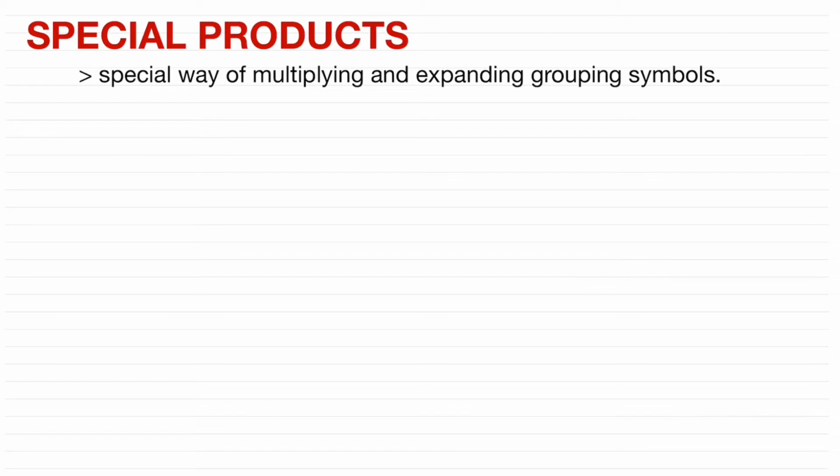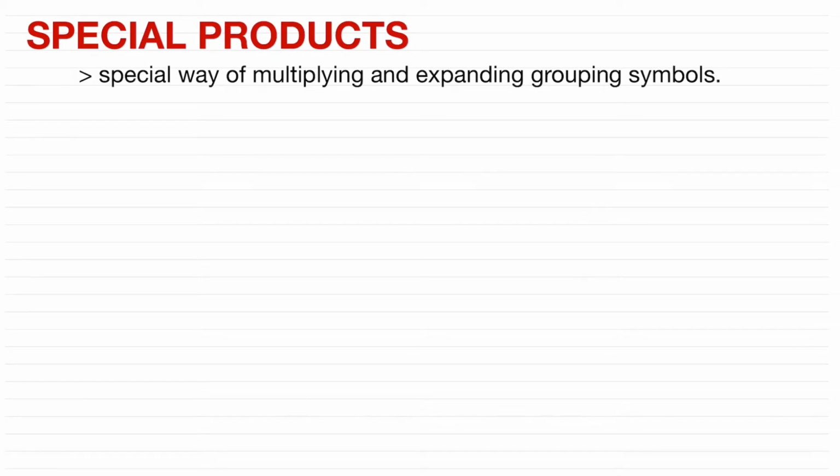In the previous discussion, we discussed how to simplify grouping symbols, and after that we discussed binomial products. Now we are going to apply those two topics that we've learned to this topic, which is called special products.